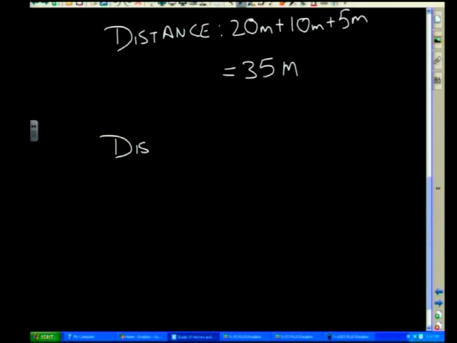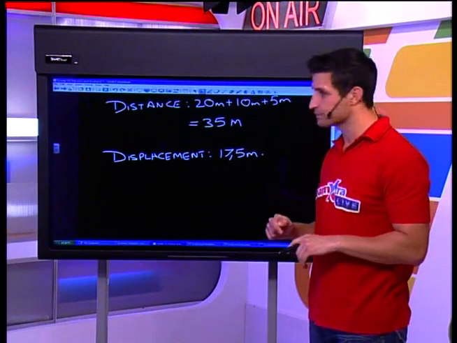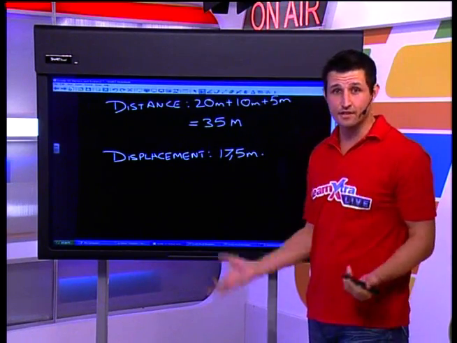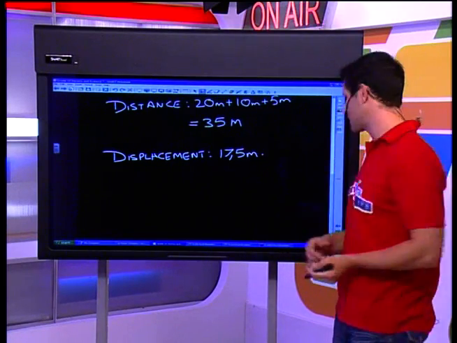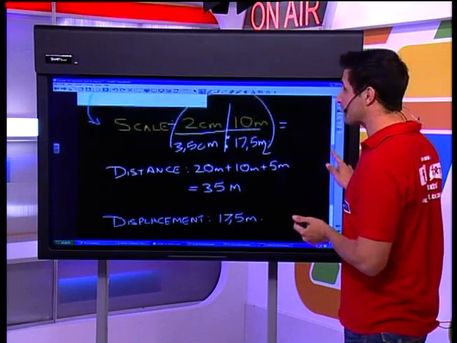Now let's compare this with the displacement. Remember that displacement is only measured from the beginning right to the end. Okay, so now displacement. Displacement simply is 17.5 meters. But now, you guys at home are smart enough to know that I can't leave my answer this way. Displacement is a vector. Now, I've got my magnitude, I've got my unit, I need my direction. So let's try and figure out what my direction is.